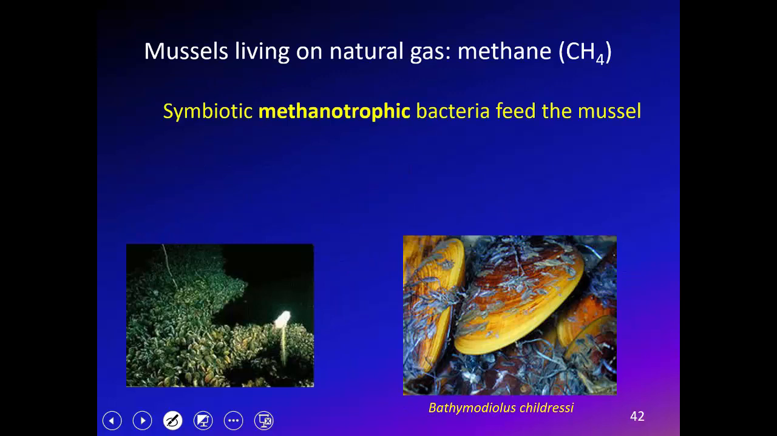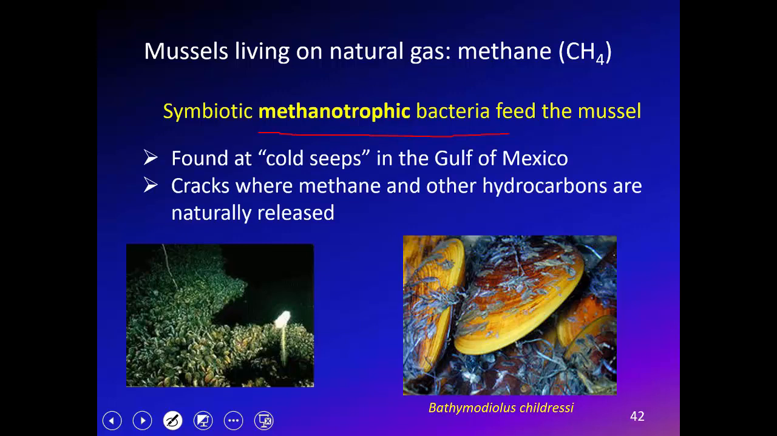And the final example is perhaps, I don't know, what's more bizarre, using hydrogen sulfide, a toxic gas, or methane. There are mussels that live on natural gas. And they live on natural gas thanks to the work that's being done by these methylotrophic bacteria. The methylotrophic bacteria are using the methane that's coming out of what are called cold seeps in the Gulf of Mexico and elsewhere, a couple places elsewhere in the world. So cold seeps are basically places, cracks in the Earth's crust, where methane is getting out and other hydrocarbons.